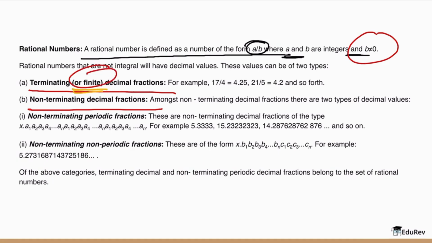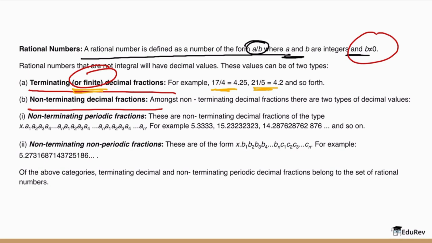So which can end. For example, 17 by 4 is 4.25. So obviously it's ending, 0.25. After 5, nothing. It's ending. Similarly, 21 by 5 is 4.2. So it's ending. So these are your terminating decimal fractions, whereas non-terminating decimal fractions are the ones which do not terminate.